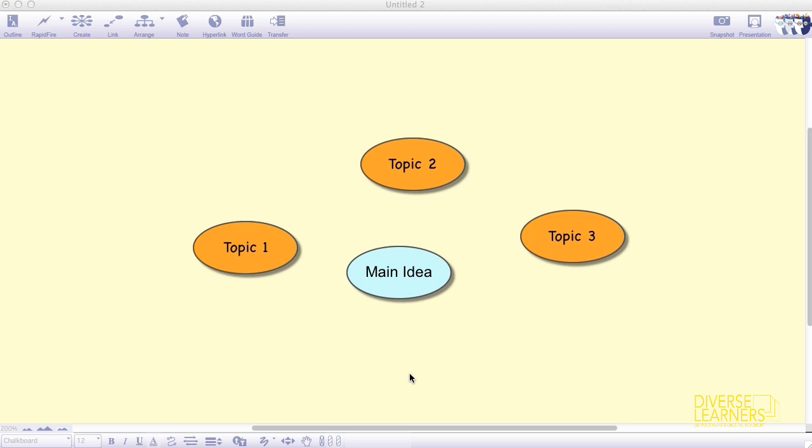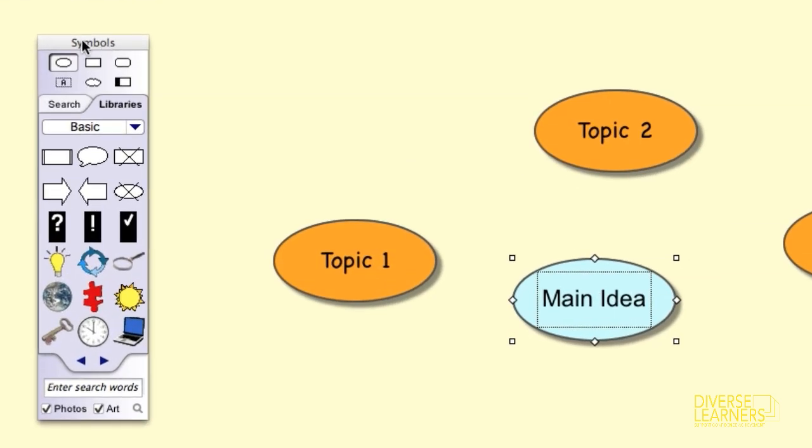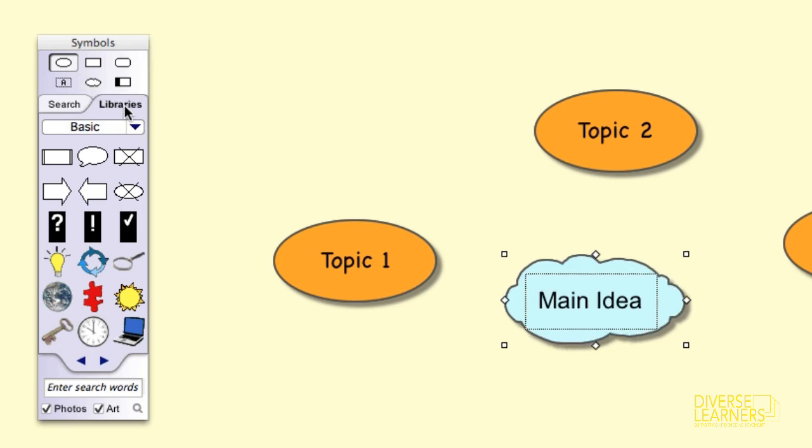What about changing the shape of an object? Well, that's fairly straightforward too. I can click on an object like this central topic here, and if I bring in my symbols palette, which is this palette here, there are various shapes at the top of the symbols palette. And whilst this is selected, I click on any of these shapes up here. So if I click on this cloud, it will automatically change that main idea to a cloud.